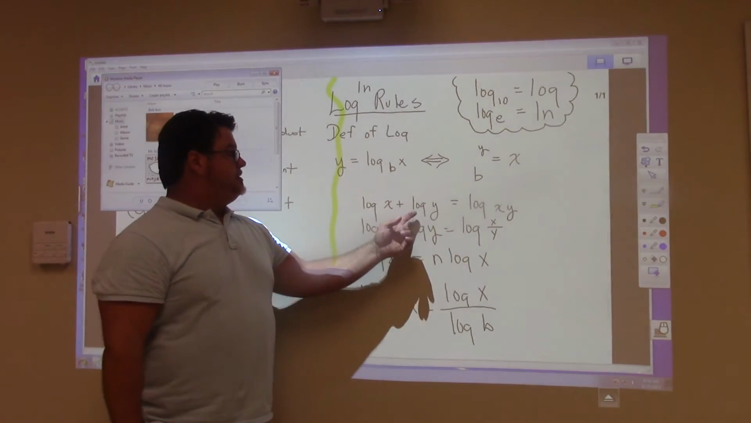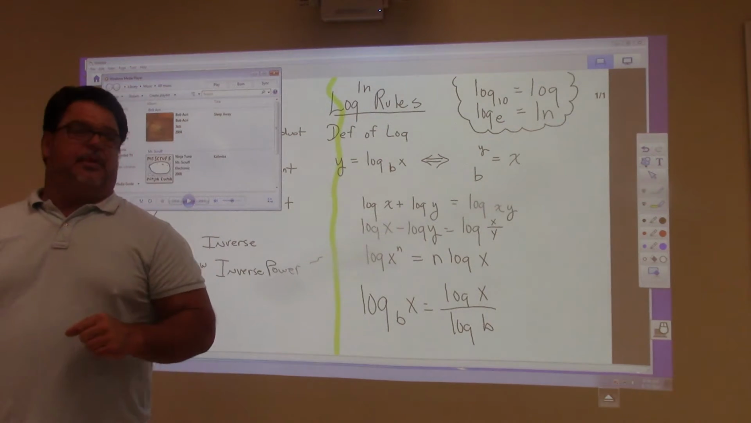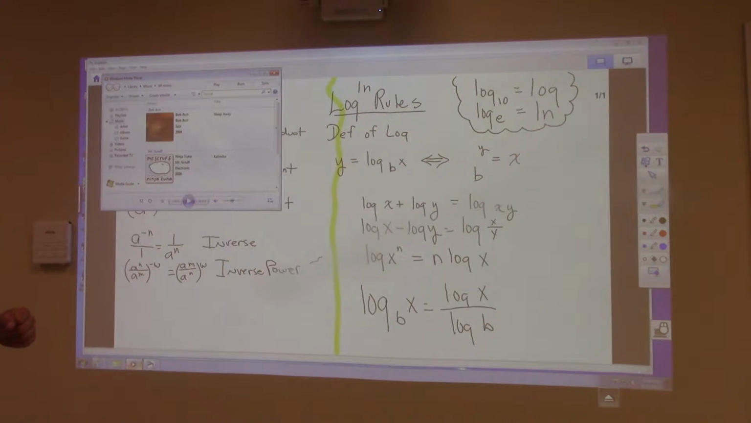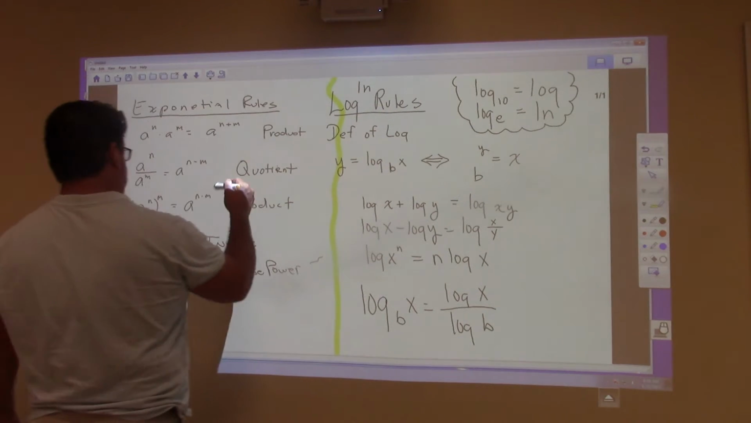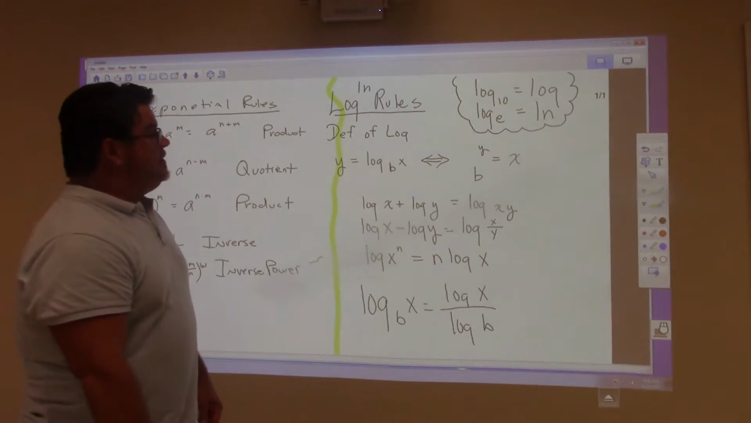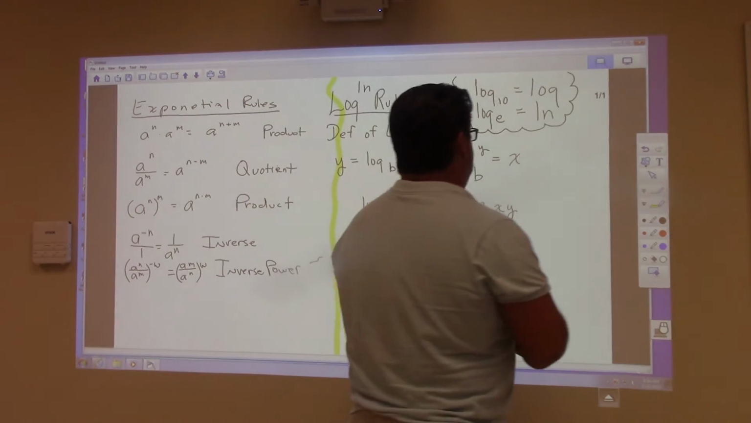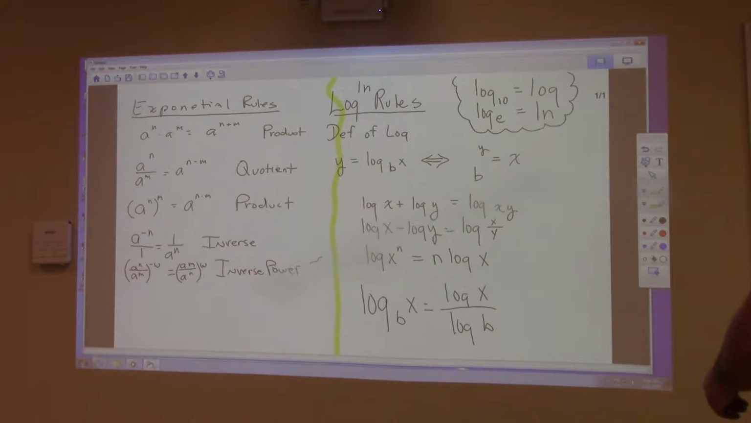Natural log of x plus the natural log of y is equal to the natural log of xy. It's the same thing. Okay? There's also some properties like the natural log of 1. You can't take the natural log of a negative number.